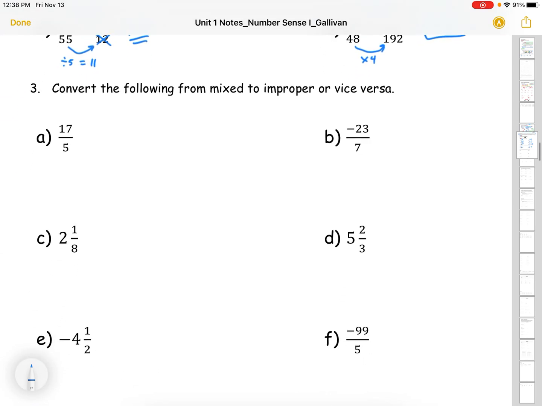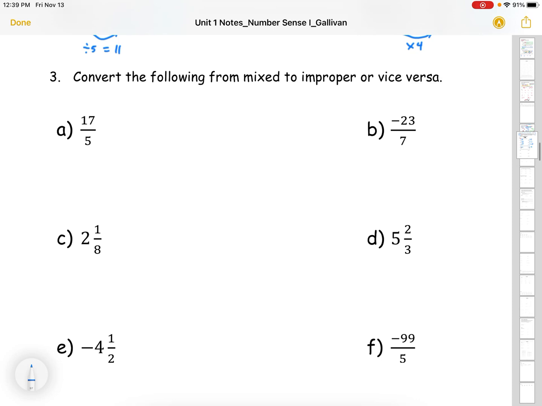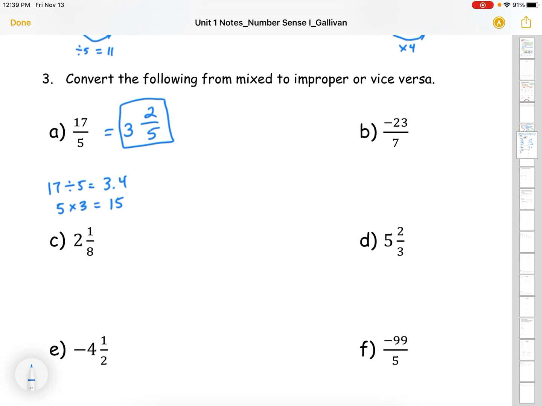Convert the following from mixed to improper or vice versa. So if it's improper, we're gonna go to proper or mixed, sorry. And if it is mixed, we're gonna change it to improper. So 17 over 5, well, that is clearly improper. So we divide 17 by 5. And I get 3.4. So I know it's going to be 3. Now 5 times 3 is 15. So 17 minus 15, I have 2 left over. Okay? Let's do the next one.